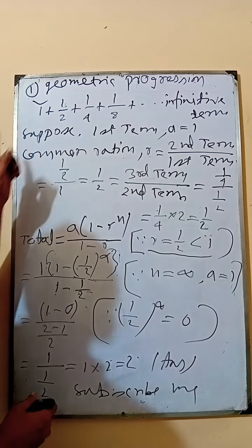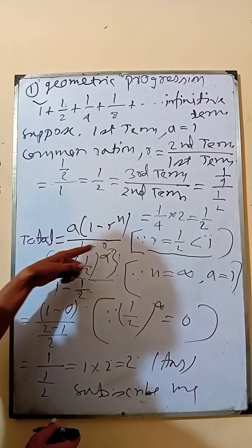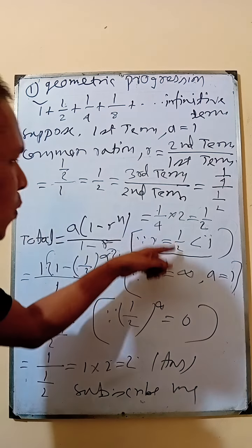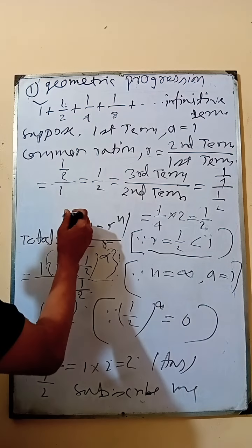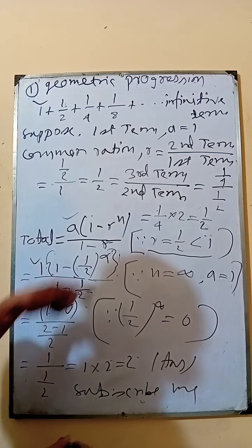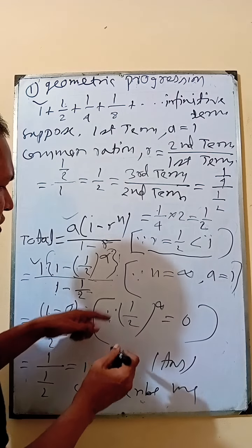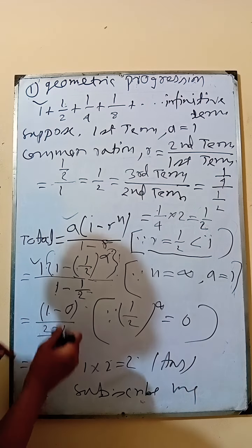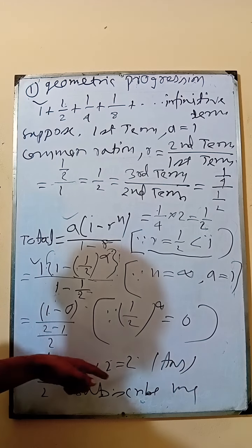So the total of the geometric progression is a times 1 minus r to the power n, divided by 1 minus r. Here r is equal to half, less than 1, and a is equal to 1. Since n is equal to infinity, half to the power infinity is equal to 0. So it is 1 minus 0 over 1 minus half, which is 1 over 1 by 2, so the answer is 2.